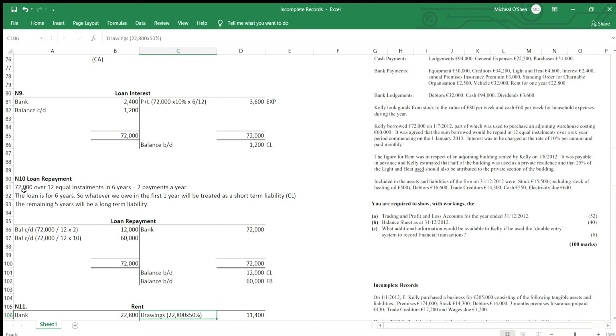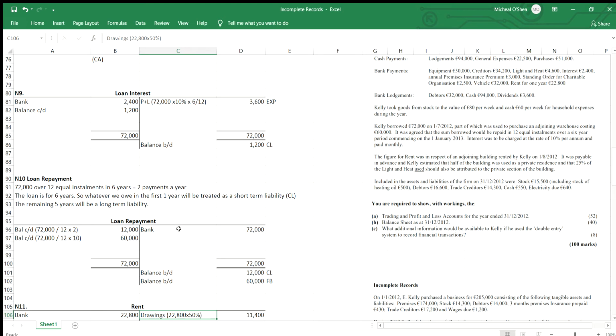However, for the first year, anything that we owe in the first year, which would be the following year, from the 1st of January and the 1st of July of 2013, all of that is a short-term liability because it's owed next year. So everything we owe within the next year is a short-term liability. This 12,000 here becomes a current liability because it's the first 2 payments. The loan is for 6 years. Whatever we owe in year 1 will be treated as a short-term liability, and whatever we owe in the remaining periods is a long-term liability.